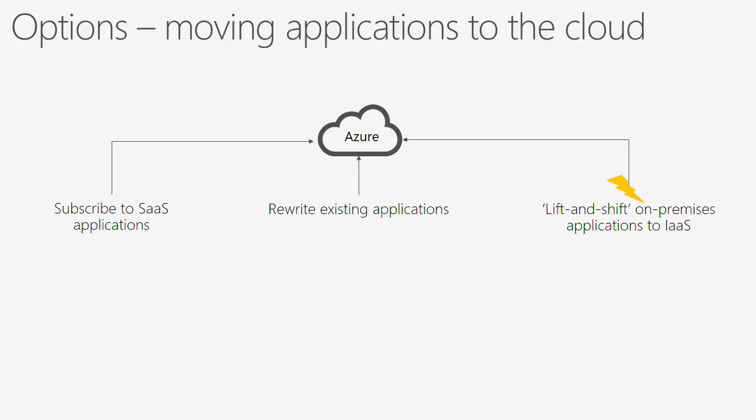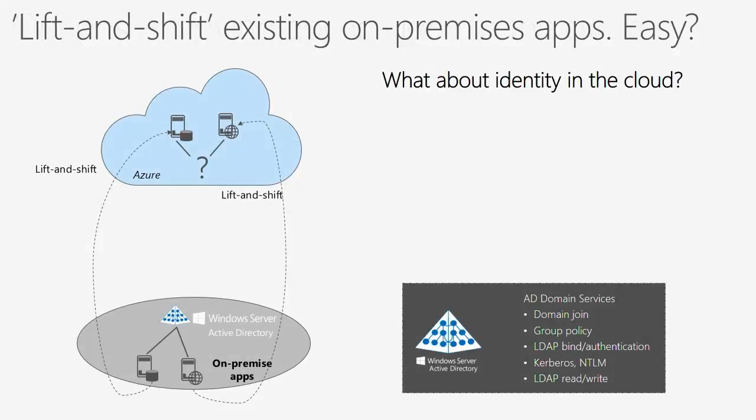So the third option, and the one that is probably the most popular at this point in time, is to lift and shift on-premises applications together with the underlying systems into the cloud. So let's have a quick look at a lift and shift use case scenario. There are a number of tools from Microsoft and third-party tools that make it relatively straightforward to take your VMs from on-premises or even physical servers and move them to the cloud.